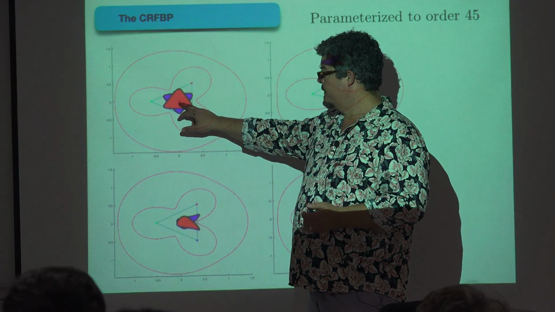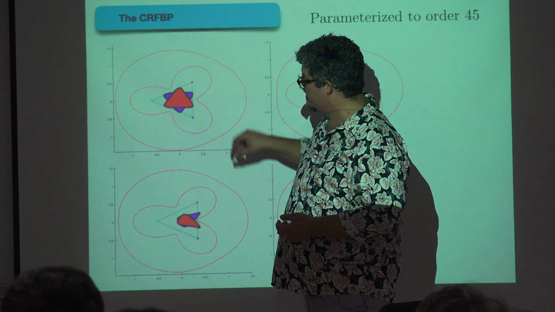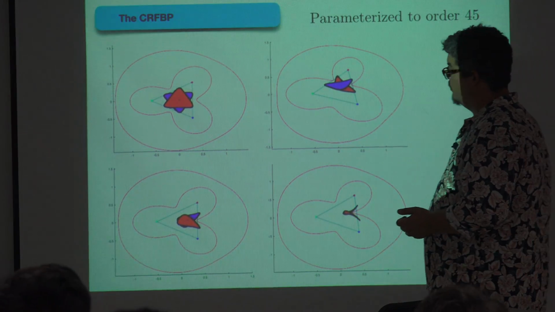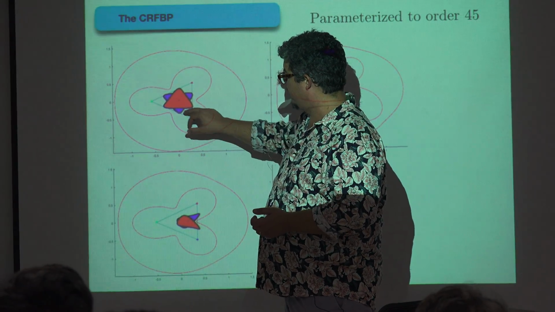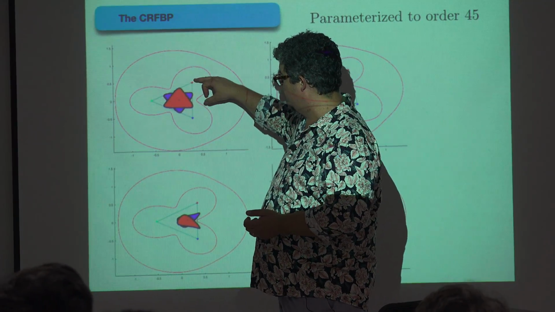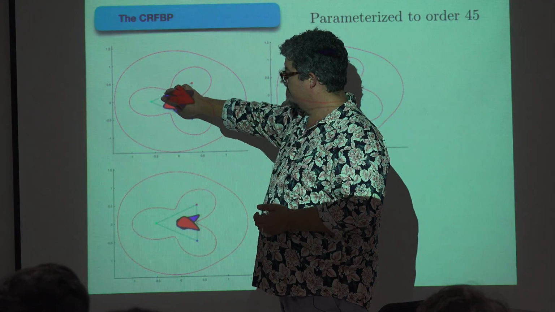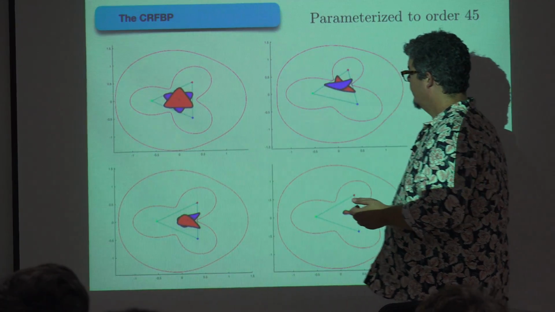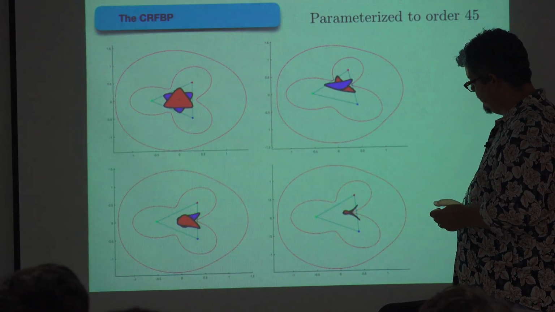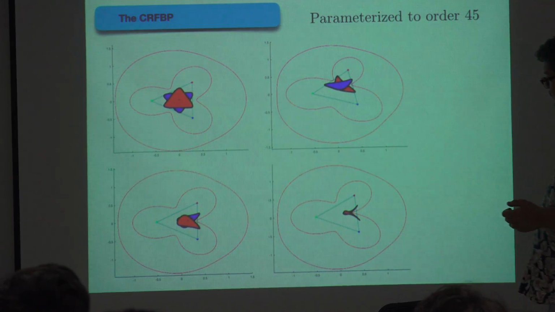So here are the local stable and unstable manifolds with the Hill regions, parameterized to order 45. Okay, so if these are 3 stars, then these are pretty big manifolds, right? Or if this is the sun, Jupiter, and a Trojan asteroid, these manifolds are pretty big, right? For different mass values, different parameterizations of those manifolds.